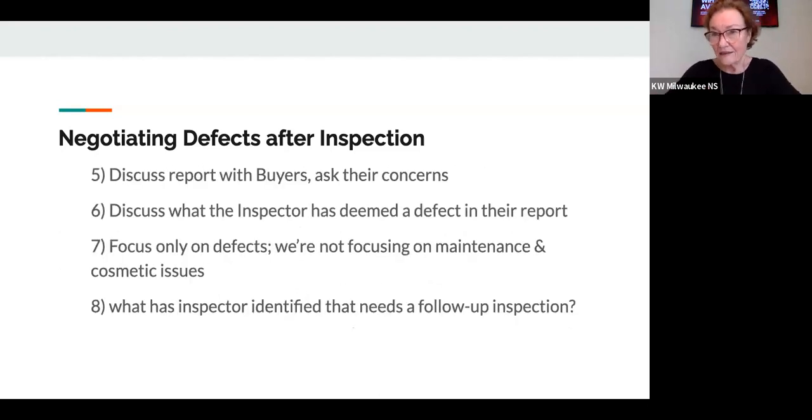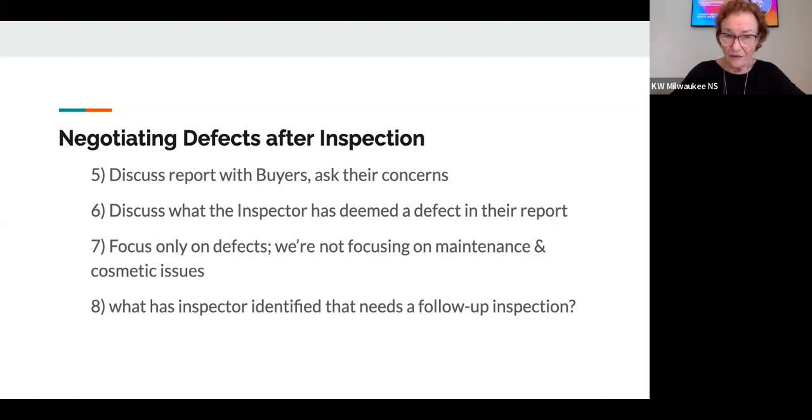Now you get negotiating the defects. Discuss the report with the buyers, ask their concerns. As I said, ask their concerns about their family life, their living style, their health, things like that, and how this report fits into their wanting to buy the house. Discuss what the inspector has deemed a defect in the report. That's what you're going to use as your source of defects.